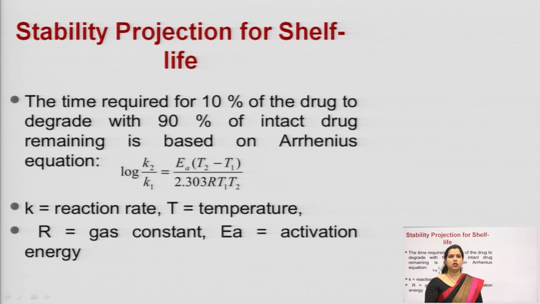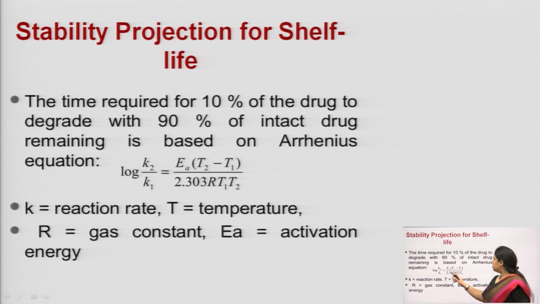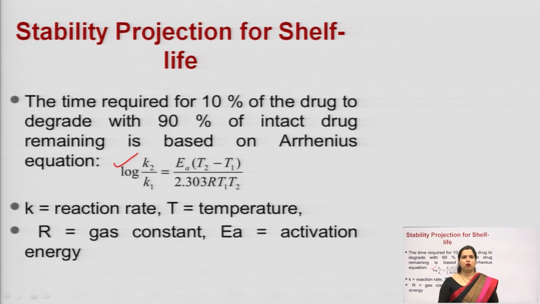Using this equation we can identify stability, the log equation of Arrhenius, log k2 by k1, so basically it is a two-constant reaction. The shelf life is the time for 10% of the drug to degrade with 90% remaining intact, based on Arrhenius. Using this equation we can determine shelf life.